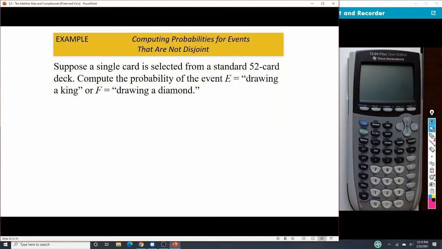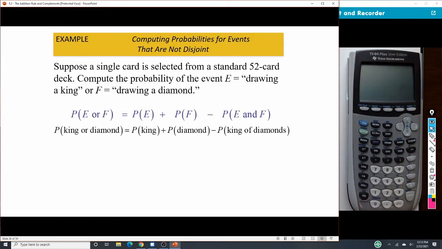Okay, so let's look at here. We want to compute the probability of drawing a king or drawing a diamond. Okay, so we have the probability of a king plus the probability of a diamond minus the king of diamonds because we don't want to count it twice. We've already counted it with the king, and we're counting it again with the diamonds, so we don't want to count it twice. That's why we're subtracting it off for those pieces.